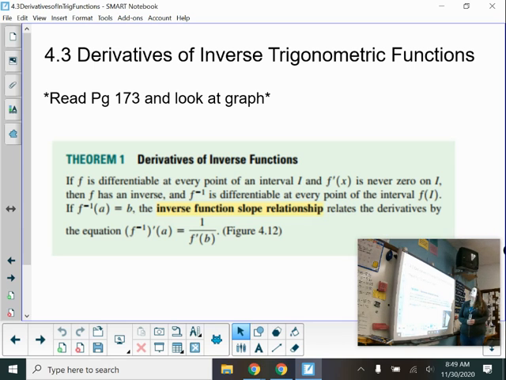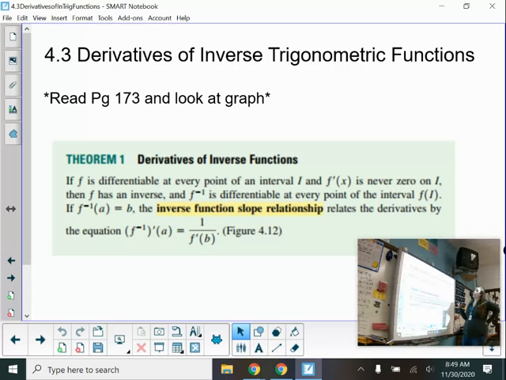This lesson is going to go through 4.3, the derivatives of inverse trigonometric functions. We are actually going to go through the derivatives of regular inverse functions as well, and that's the first theorem that I have here, and the corresponding example is going to go along with that. There is a graph in your book on page 173, so I want you to read over that and look at the graph. It deals with why this theorem is what it is.